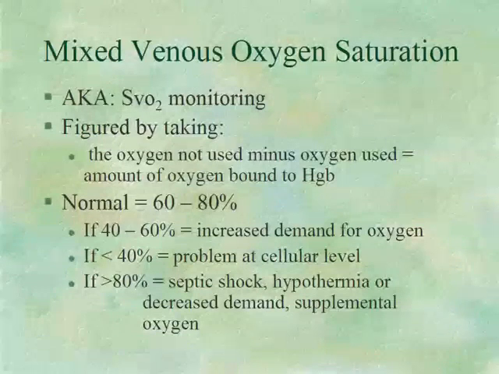With the 40 to 60, you could have somebody who's being suctioned, has ARDS, or somehow has become disconnected from the ventilator. If it's greater than 80, you're going to have a decreased demand. So you could have somebody who's in septic shock, hypothermic. The decreased demand might be anesthesia, coma or conscious sedation, or maybe they're receiving supplemental O2.